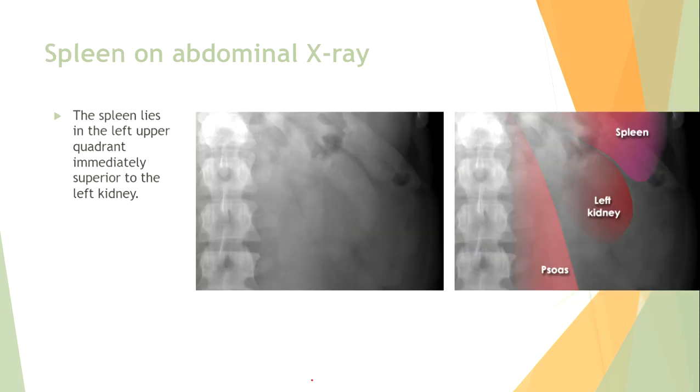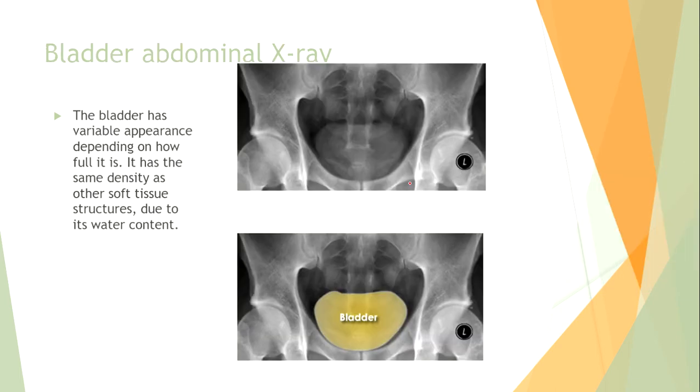Spleen on abdominal X-ray. The spleen lies in the left upper quadrant immediately superior to the left kidney. That is the shadow of the spleen. Bladder on abdominal X-ray. The bladder has a variable appearance depending on how full it is. It has the same density as other soft tissue structures due to its water content. It's the shadow of the urinary bladder.